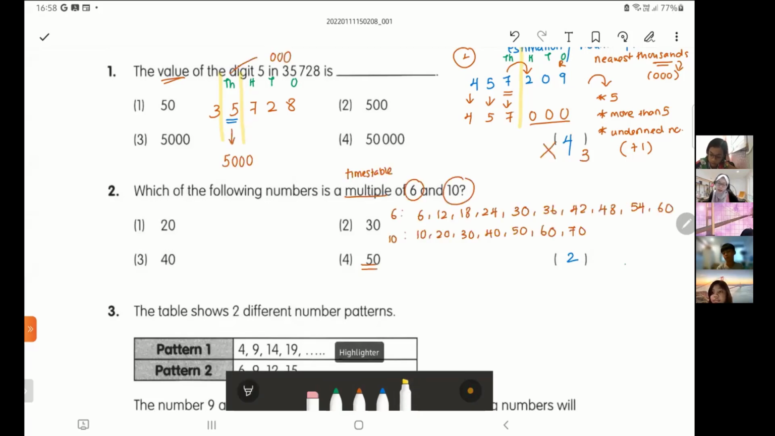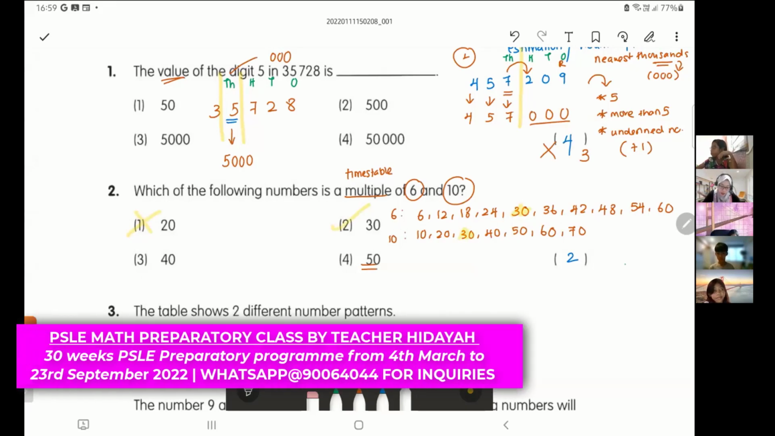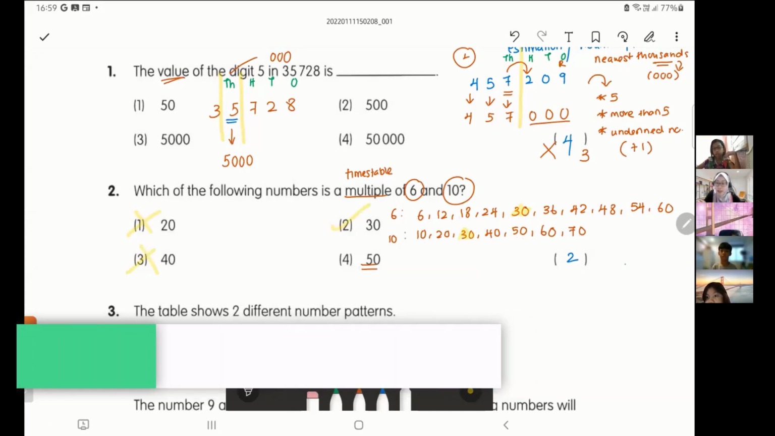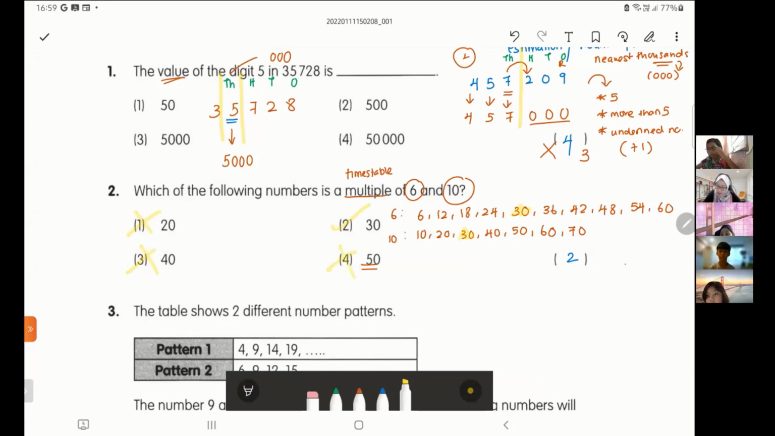Now, which of the following numbers is a multiple of both? Which number appears in times table 6 and in times table 10? Let's look for it. Is it number 20? Is 20 in timetable 6? No, out. Is it number 30? Yes, I can see 30 in timetable 6, and in timetable 10 I see 30 too. Let's look for 40 in timetable 6. There's no 40, so it's out. Let's look for 50 in timetable 6. There's no 50, but timetable 10 has it, and it must appear in both, so it cannot be. The correct answer is 2. So Halish is correct. Very good.